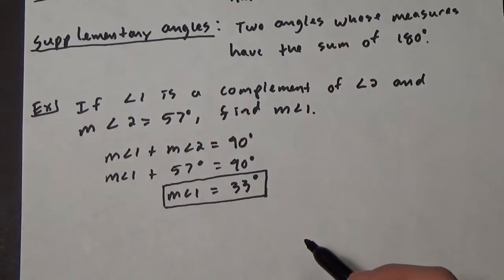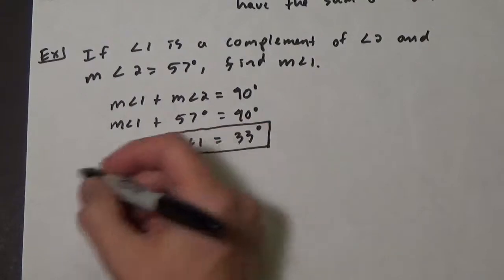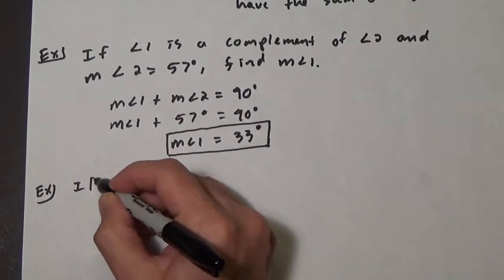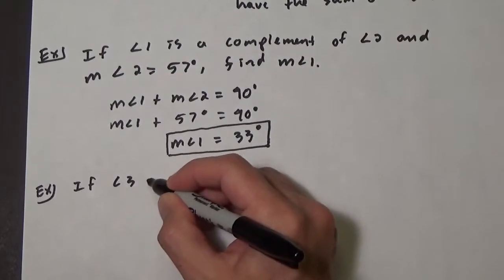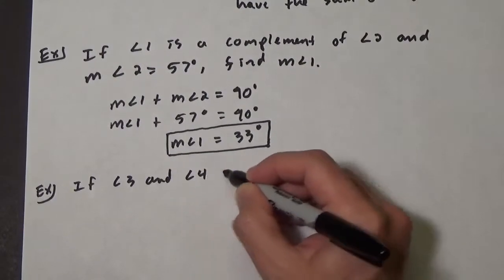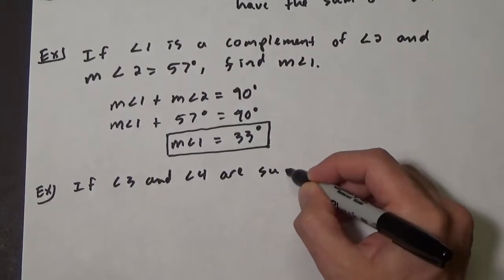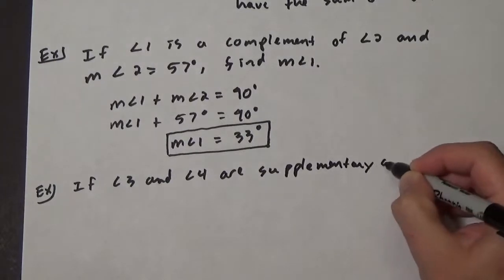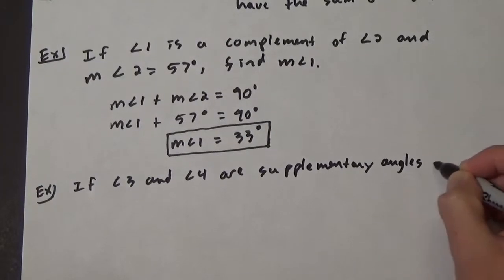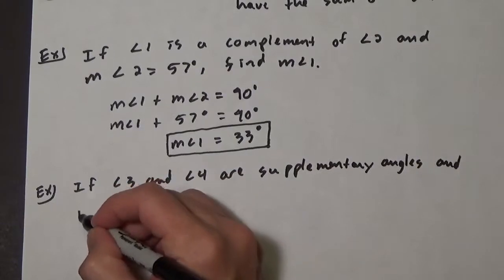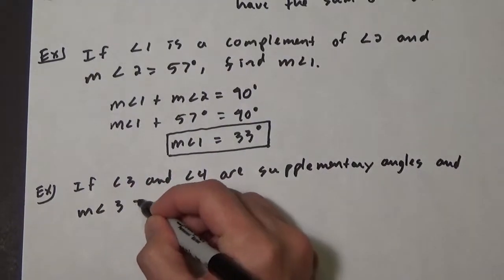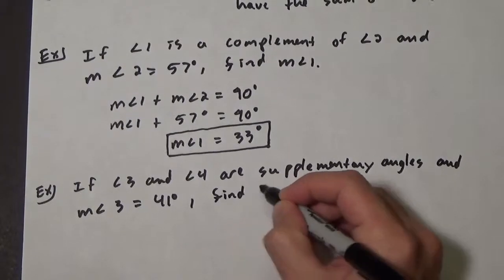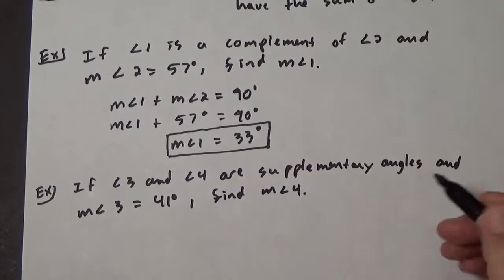Let's try another one. If angle 3 and angle 4 are supplementary angles, and the measure of angle 3 is 41 degrees, find the measure of angle 4.